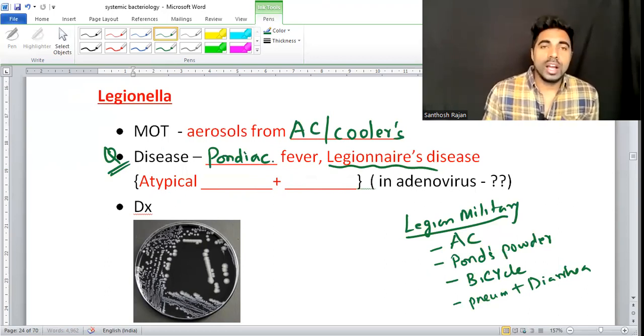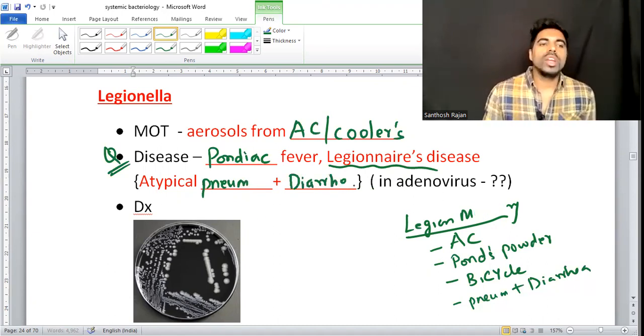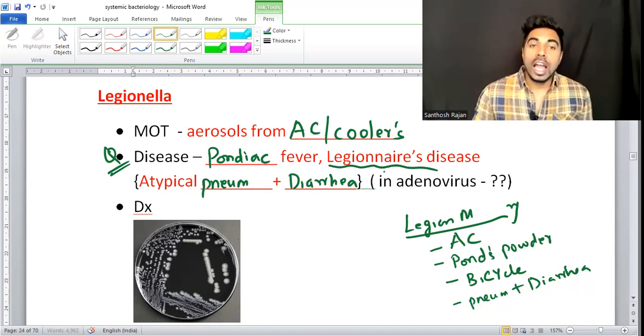But in Legionella, what happens? One is atypical pneumonia, and the other thing that comes with pneumonia is diarrhea. Pneumonia plus diarrhea combination comes. This question has been asked many times. Legionella.